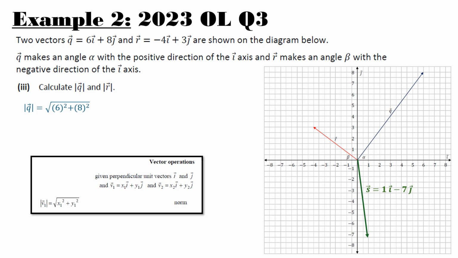So 6 squared plus 8 squared. And that works out to give us 10. For OR, it's going to be the square root of minus 4 squared plus 3 squared. And that gives us 5. Now, because we have the diagram, you could work through and use Pythagoras on the diagram.